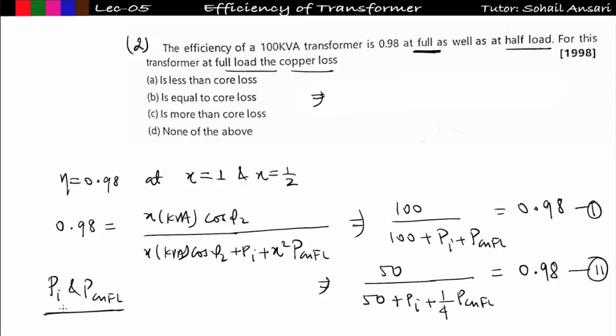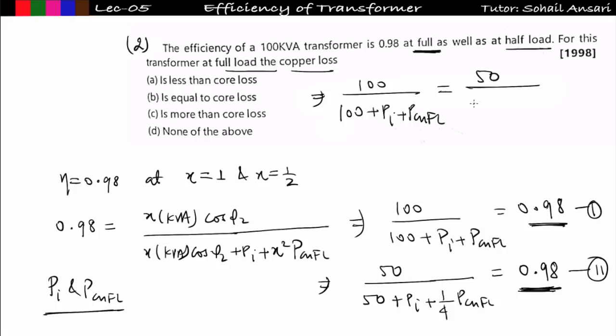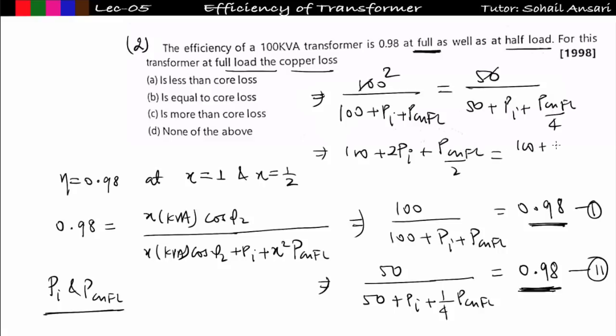So let's find the relation between Pi and PCU full load. I can easily relate these two because the RHS are equal, 0.98 and 0.98. So I can write 100 by 100 plus Pi plus PCU full load must be equal to 50 by 50 plus Pi plus PCU full load by 4. So this will be equal to 100 plus 2 Pi plus PCU full load by 2 must be equal to 100 plus Pi plus PCU full load.